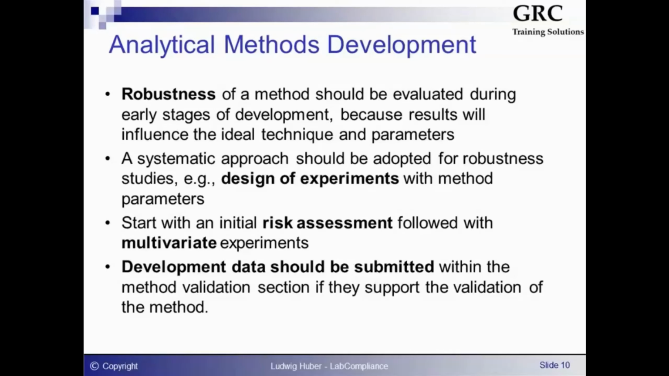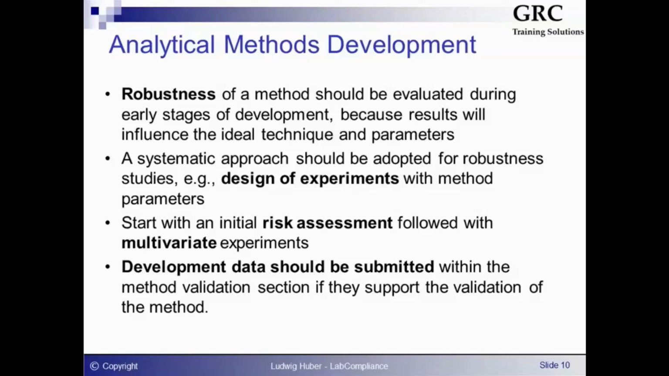And FDA recommends adopting a systematic approach for robustness studies, for example, design of experiments, DOE, which also is something which we know from the QbD principles, and this is being done for critical method parameters. Criticality should be established with initial risk assessment, and operational limits should be evaluated with multivariate experiments. I will show you later on a little bit more into detail how to fit all this together.